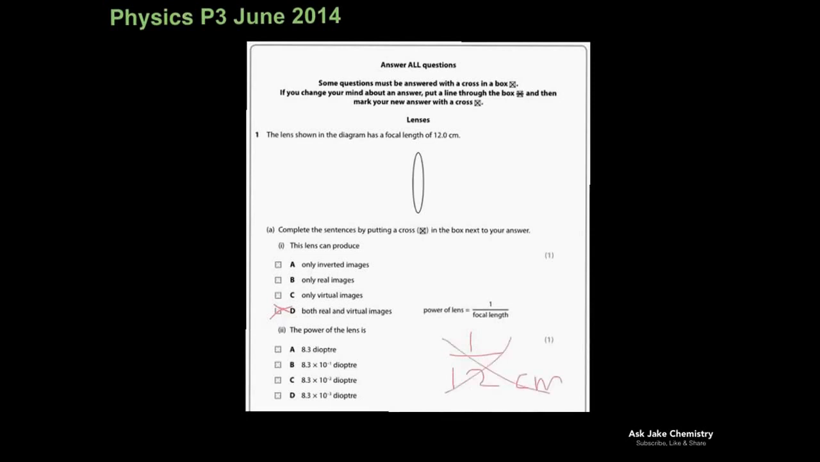And it's not in centimeters, it's actually in meters. So it would be 1 over 0.12, because you have to do the units. And that would give you 8.3, because you divide by 100.